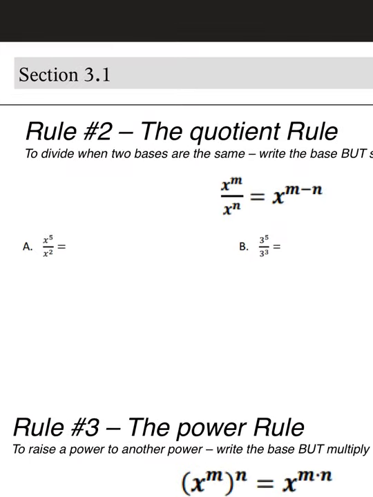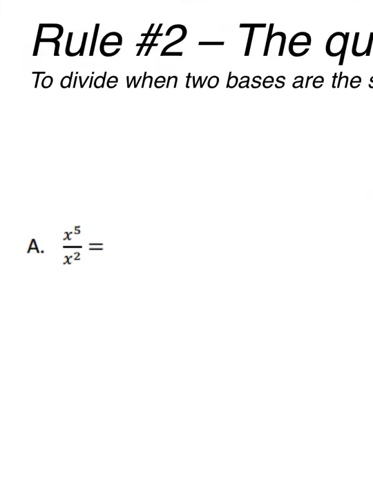The next rule we're going to look at is called the quotient rule. Again, we're looking at powers that have the same base. If you are dividing a power by another power and they have the same base, you'll subtract the exponents, top minus the bottom. For a, if I have x to the 5th over x squared, I would be subtracting the bottom from the top. X to the 5th minus 2 is x raised to the power of 3.